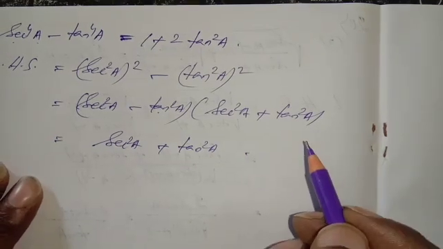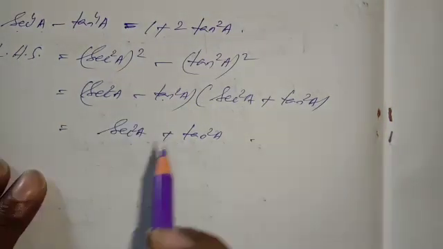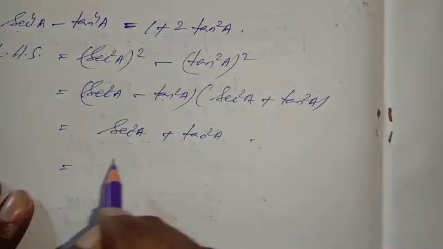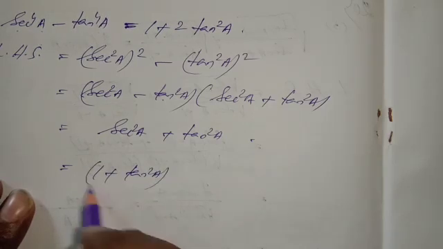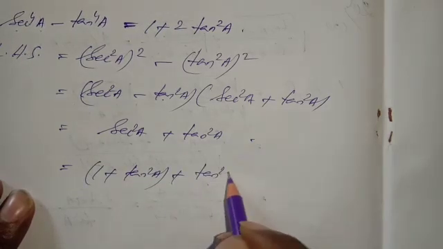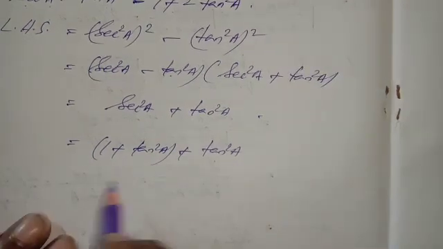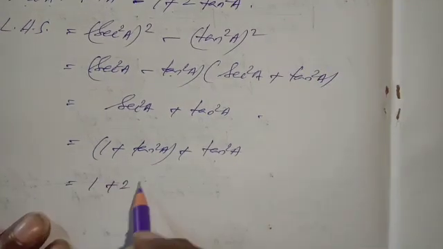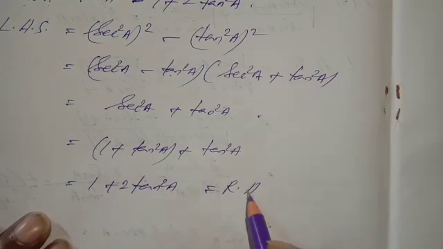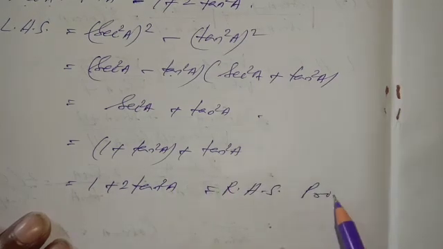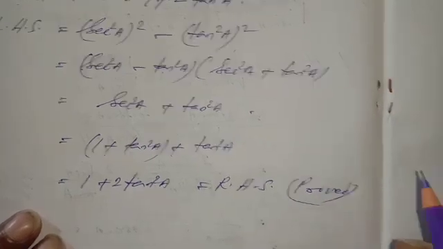Finally, you are getting sec square A plus tan square A. And you have to prove right hand side 1 plus 2 tan square A. That means you have to break sec square A. Sec square means 1 plus tan square A, plus tan square A. Finally, you are getting 1 plus 2 tan square A, which is your right hand side. Okay, let us go to the next question.